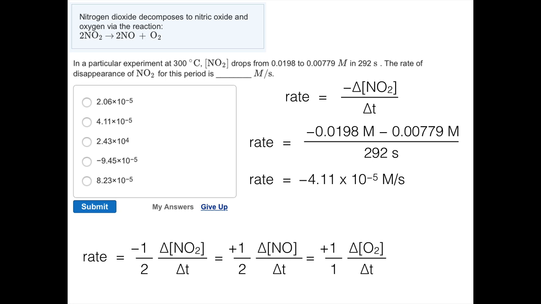One other thing to mention in this particular problem, our correct answer here is 4.11 times 10 to the minus 5. We calculated our rate to be a negative number. Just make sure that you are very careful in reading the questions, especially when you're working on kinetics problems. Here we're calculating a rate of disappearance, and that rate of disappearance is going to imply that negative sign. So the rate of disappearance is going to be 4.11 times 10 to the minus 5, whereas the overall rate would be negative 4.11 times 10 to the minus 5 molar per second.